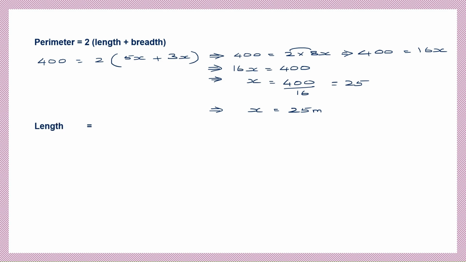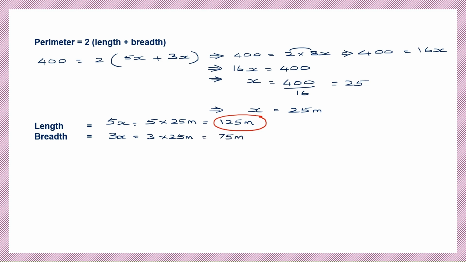Length we said is 5x, which is 5 into x, and x is 25 meters. So 25 into 5 is 125 meters. So we have found the value of the length. Now, what is the breadth? We said breadth is 3x. So 3x means 3 into 25. 25 threes are 75. So this is 75 meters. So we have length equals 125 meters and breadth equals 75 meters.